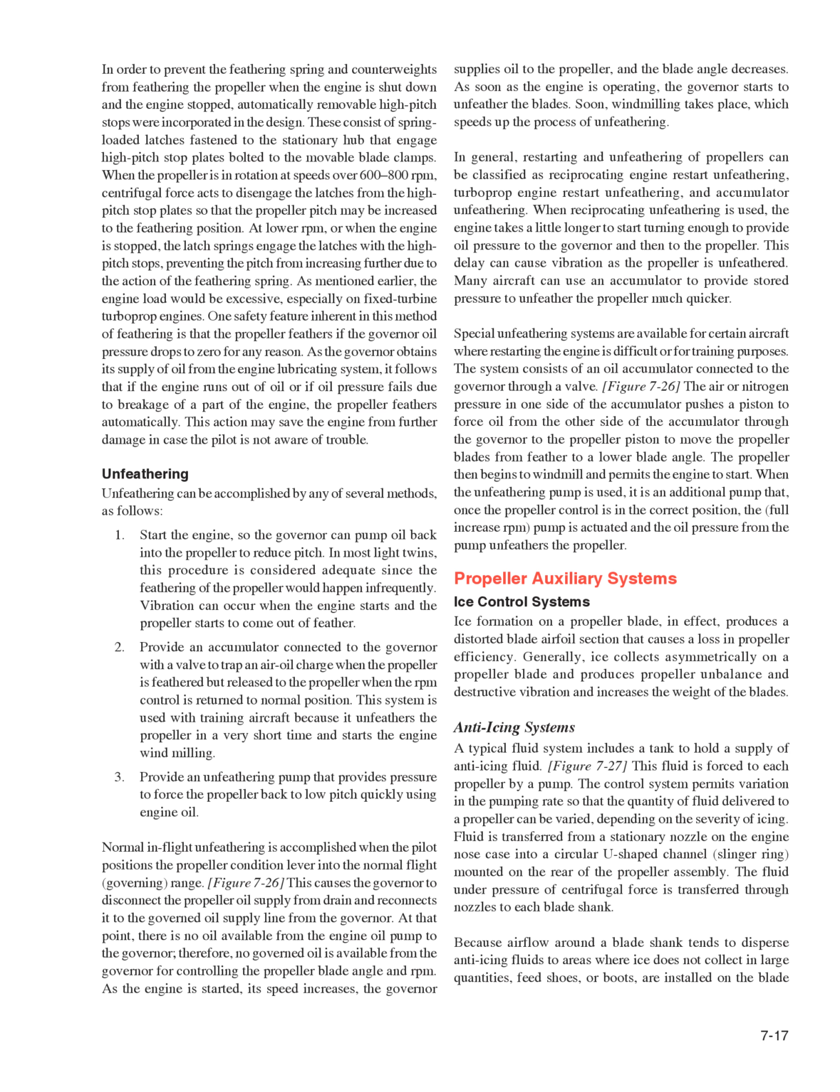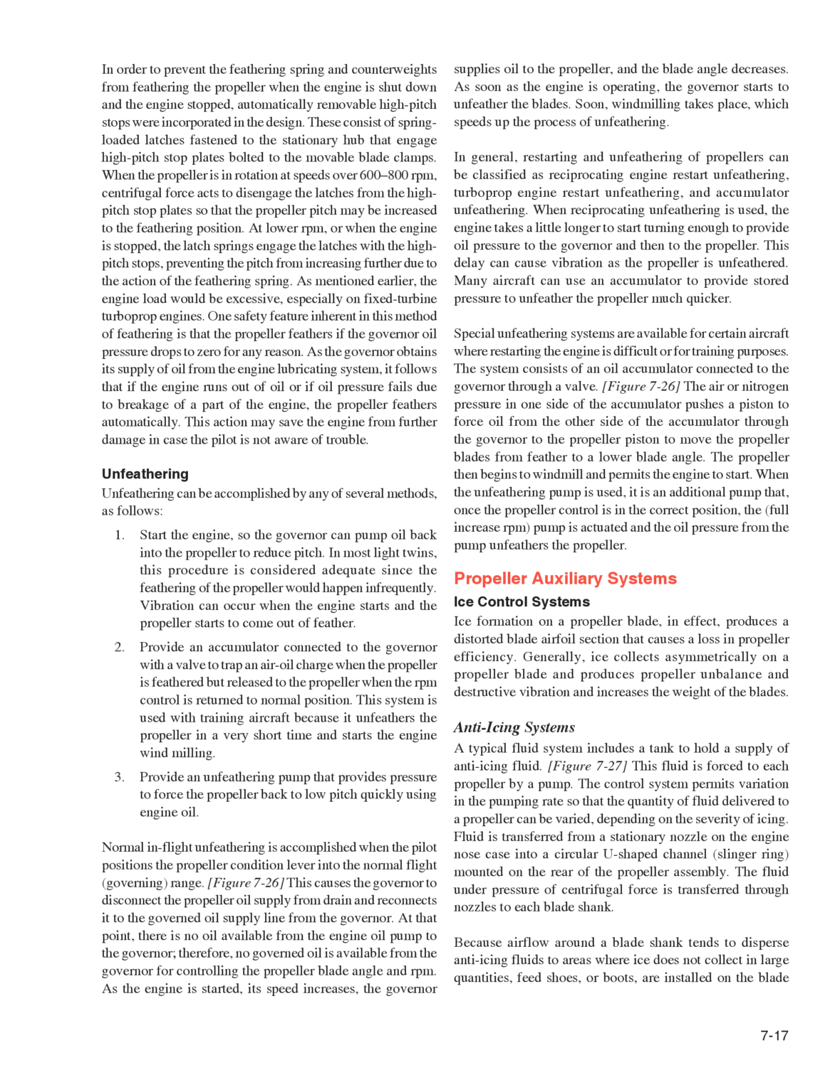2. Provide an accumulator connected to the governor with a valve to trap an air-oil charge when the propeller is feathered but released to the propeller when the RPM control is returned to normal position. This system is used with training aircraft because it unfeathers the propeller in a very short time and starts the engine windmilling. 3. Provide an unfeathering pump that provides pressure to force the propeller back to low pitch quickly using engine oil.